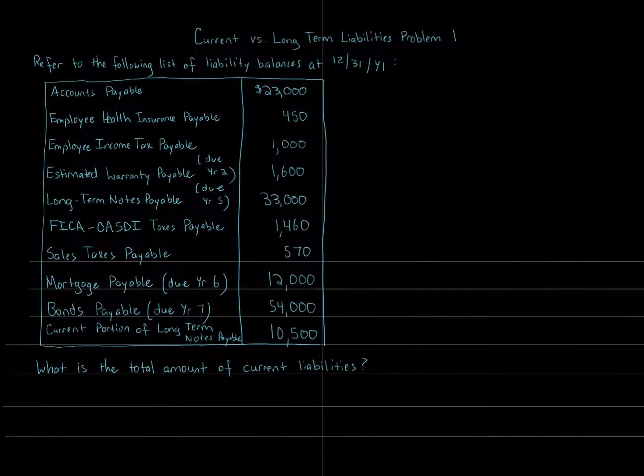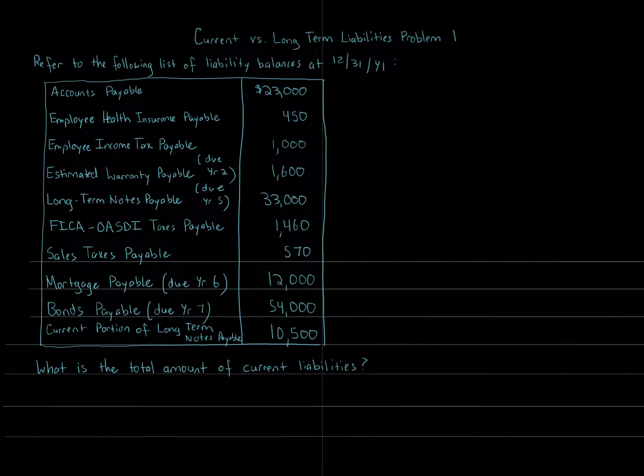FICA OASDI taxes payable, $1,460. Sales taxes payable, $570. Mortgage payable due in year 6, $12,000. Bonds payable due in year 7, $54,000. Current portion of long-term notes payable, $10,500. What is the total amount of current liabilities?